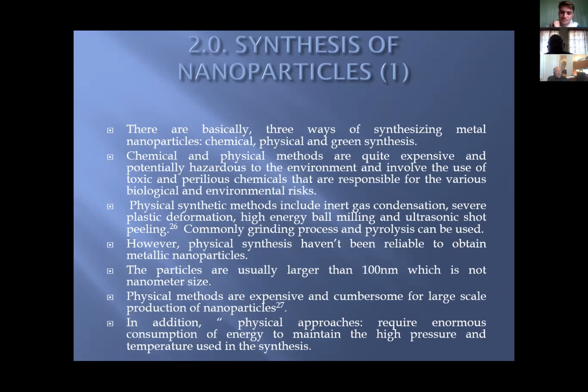Now, the disadvantage about physical synthesis is that particles are usually larger than 100 nanometers. So it's a cumbersome process. It may not always give you that nanoparticle that you are looking for, the dimension and the morphology. In addition, physical approaches require high temperature and high pressure, so it's a very expensive endeavor.